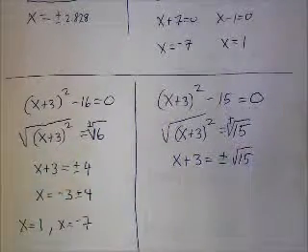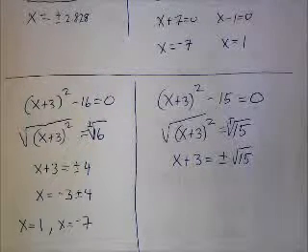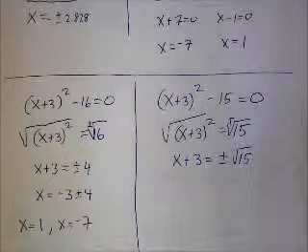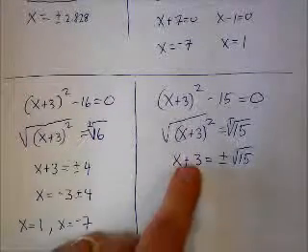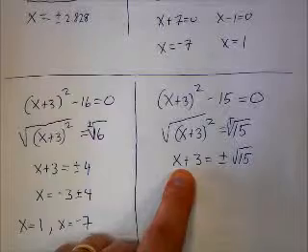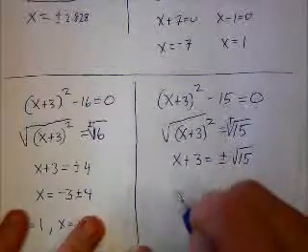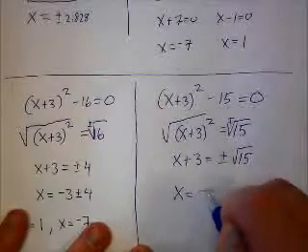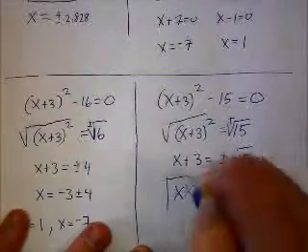Square root of 15 is not a nice number. It's a long, ugly decimal. So I leave my answer just like that. I'm going to leave it with plus and minus square root of 15. I'm not going to do decimals. The only thing I got left to do is I need to get x all by itself. So how do I get x all by itself? Subtract 3. So we would generally write x equals negative 3 plus and minus square root of 15.